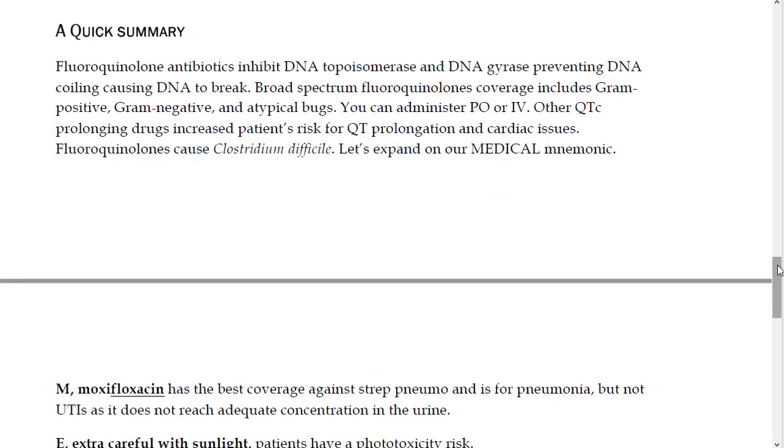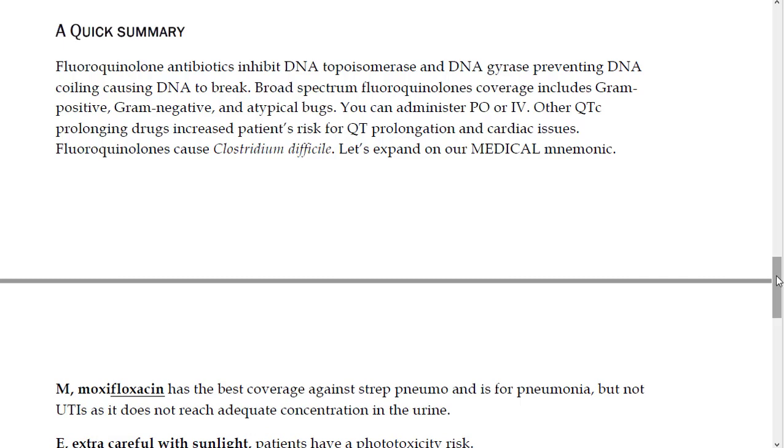Fluoroquinolone antibiotics inhibit DNA topoisomerase and DNA gyrase, preventing DNA coiling, causing DNA to break. Broad-spectrum fluoroquinolone coverage includes gram-positive, gram-negative, and atypical bugs. You can administer PO or IV. Other QTc prolonging drugs increase patients' risk for QT prolongation and cardiac issues. Fluoroquinolones cause Clostridium difficile, but let's expand on our medical mnemonic.